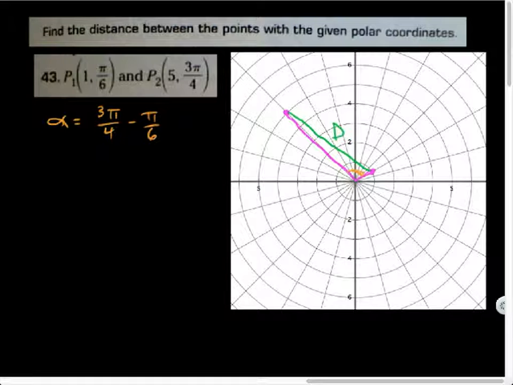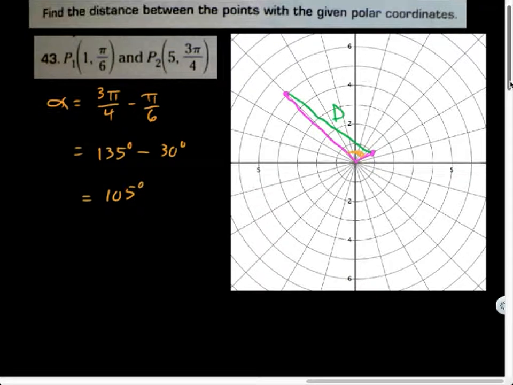It's going to end up being some sort of pi's over 24s. But let's actually just convert this to degrees for fun. So 3 pi over 4 is 135 degrees, minus pi over 6 is 30 degrees. So it's 105 degrees is the angle between these 2 rays, so to speak. So what I'm going to do is just straight up use this little law of cosines thing.